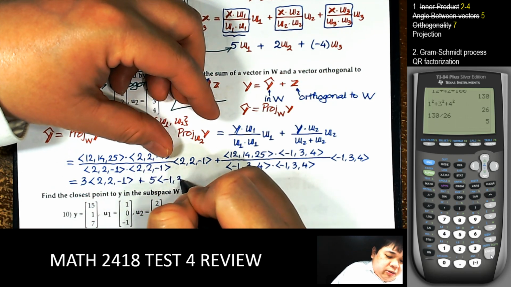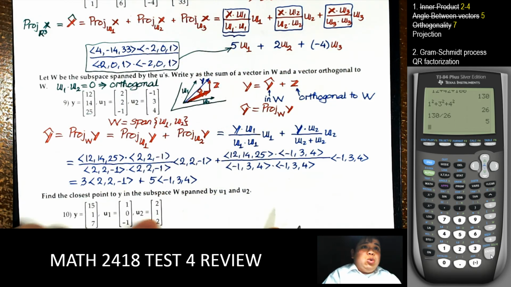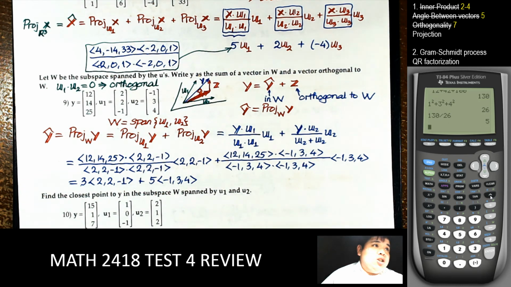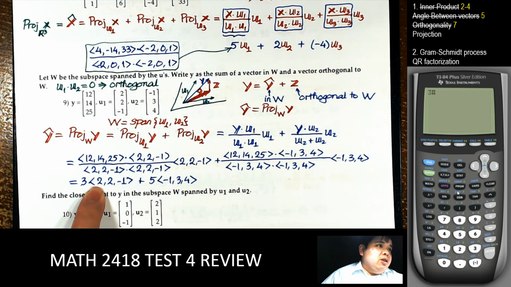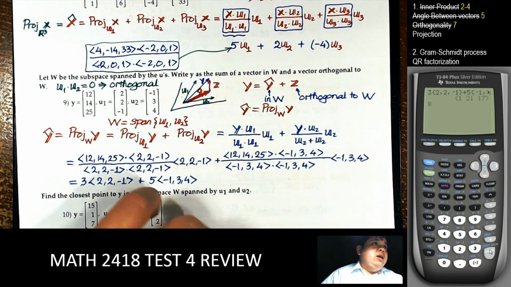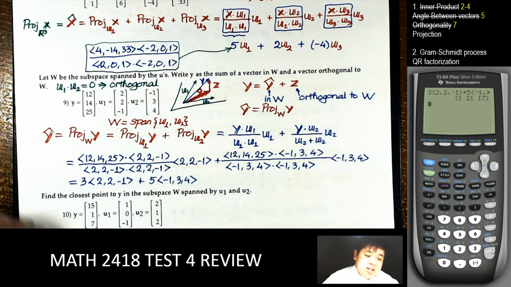Negative 1, 3, and 4. Usually for a combination of vectors like this, I just use a calculator. So 3 times the vector 2, 2, and negative 1, plus 5 times the vector negative 1, 3, and 4. Close that. And we have 1, 21, and 17.